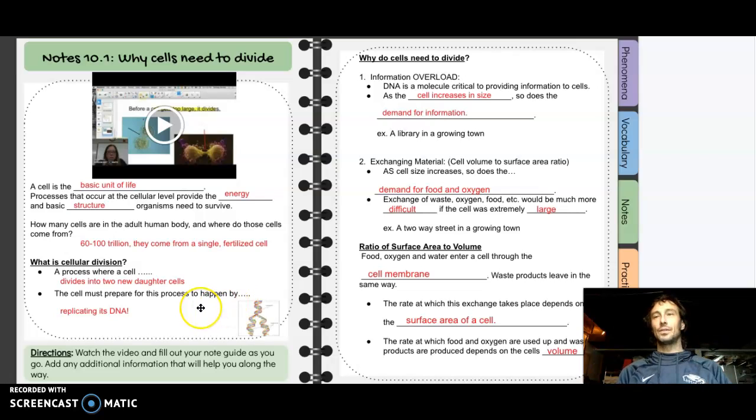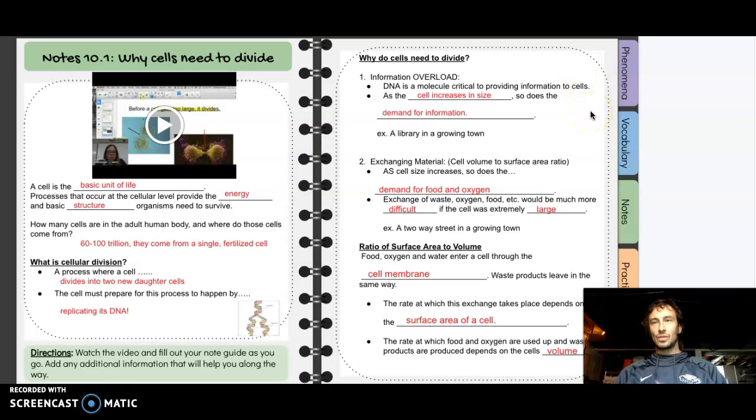Well, cell division. And so what is cell division? This is how a cell goes from being one cell to 2 cells, a parent cell to 2 daughter cells. But before it can do that, it has to be able to replicate its DNA. Okay, so again, it's always so important to get into the why of these things. Why do cells need to divide?